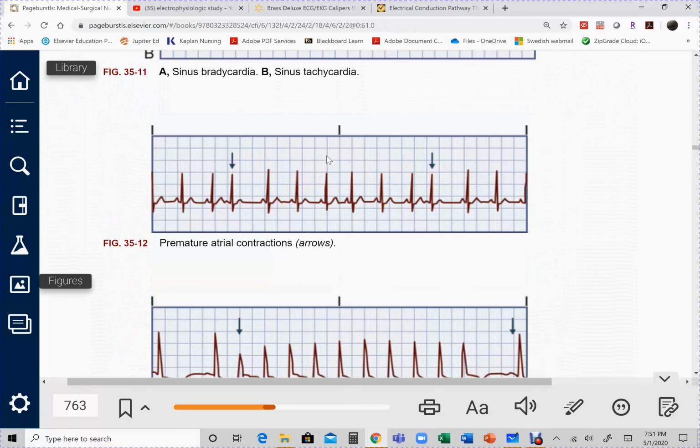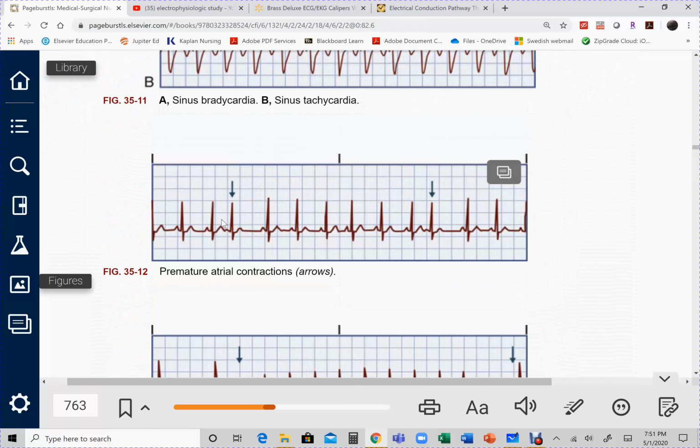Right here, okay. So if you look at the rhythm here, if you have your poor man's caliper, if you pick up your paper and then you measure from this R to this R, when you move it to this R, this R to R here, clearly this one's occurring too soon. Okay, compared to the others, like this one to this one to this one to this one, these are normal, and then it happens again here. Okay, so these are obviously PACs.